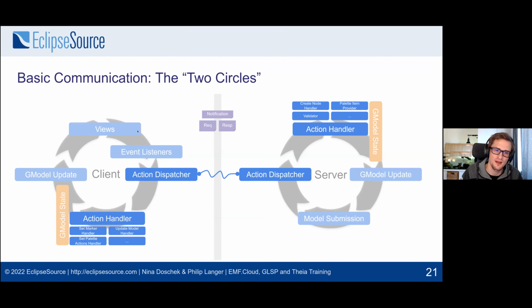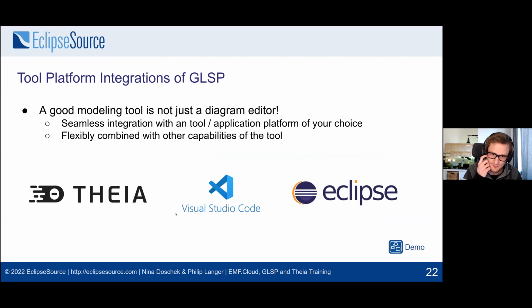Obviously, this happens on the client, but the handler for the create node action is registered on the server. So this action will be sent over the wire, processed by the server. This will lead to a new generation of a GModel, which will then trigger the model submission, which sends back an update model request or update model action, which then again is handled on the client, which then updates the model and the views and so on and so forth. So that's basically how this communication roughly works.